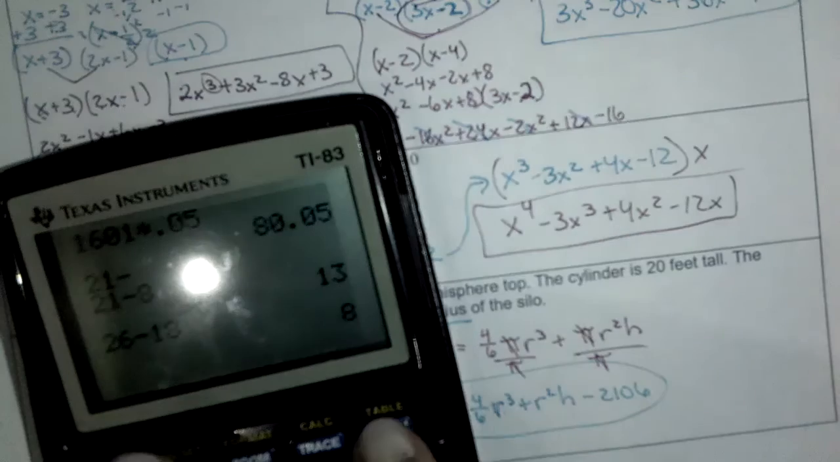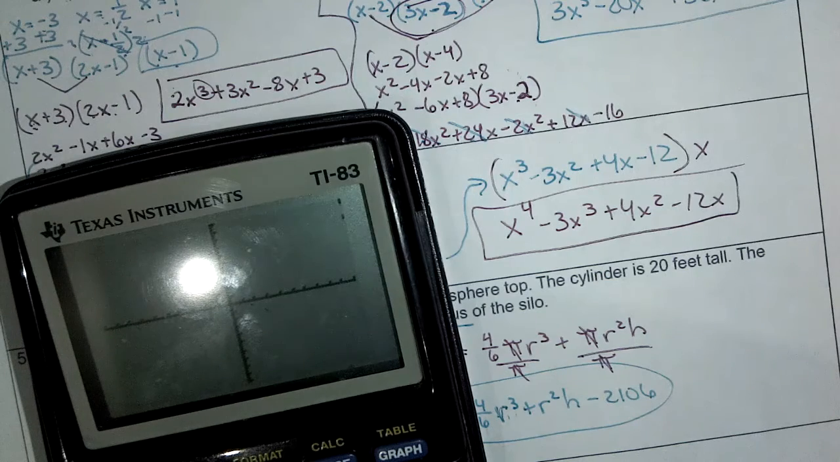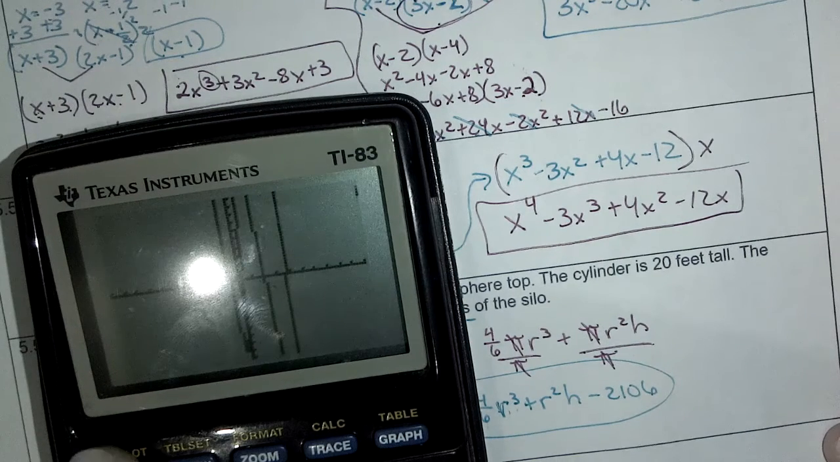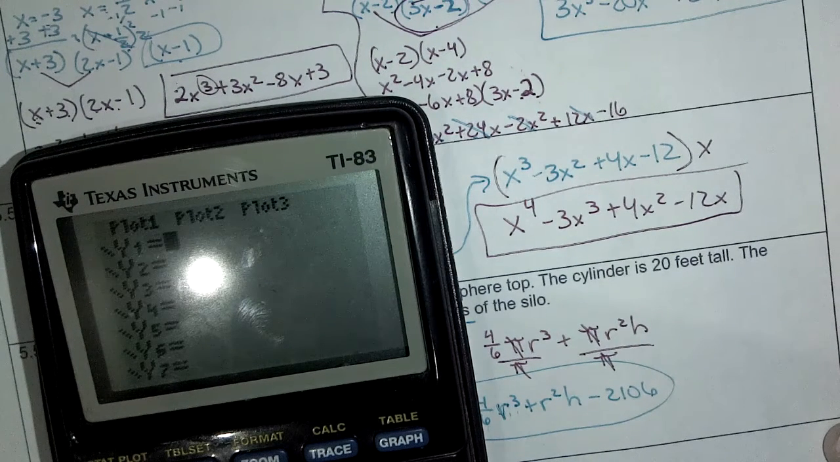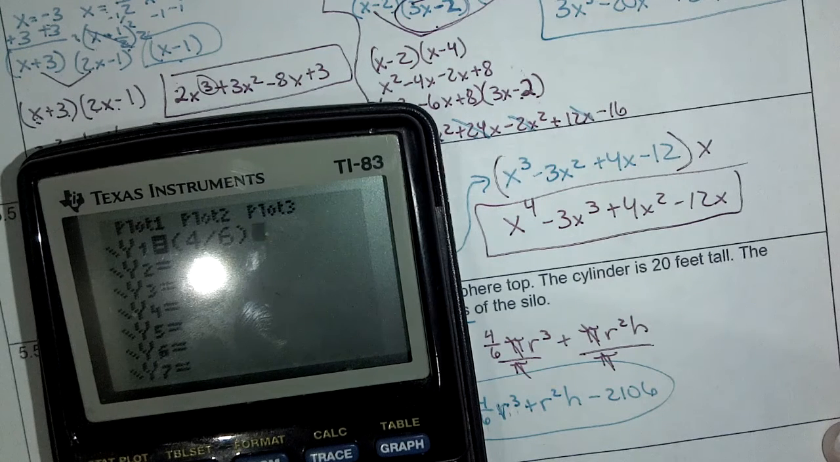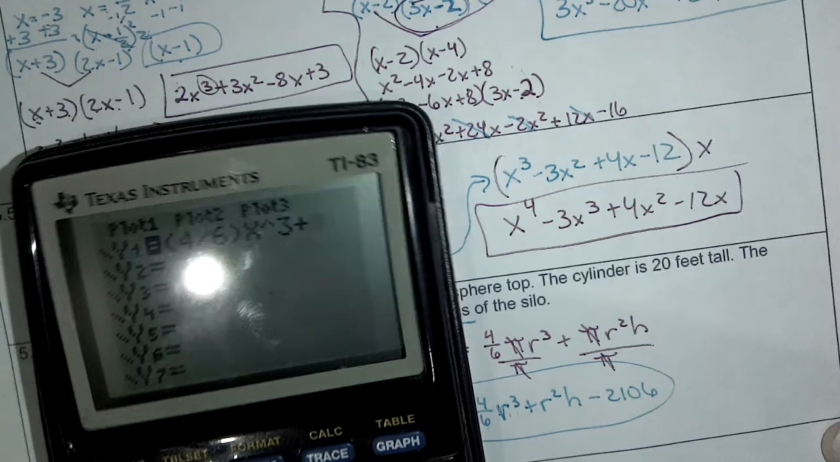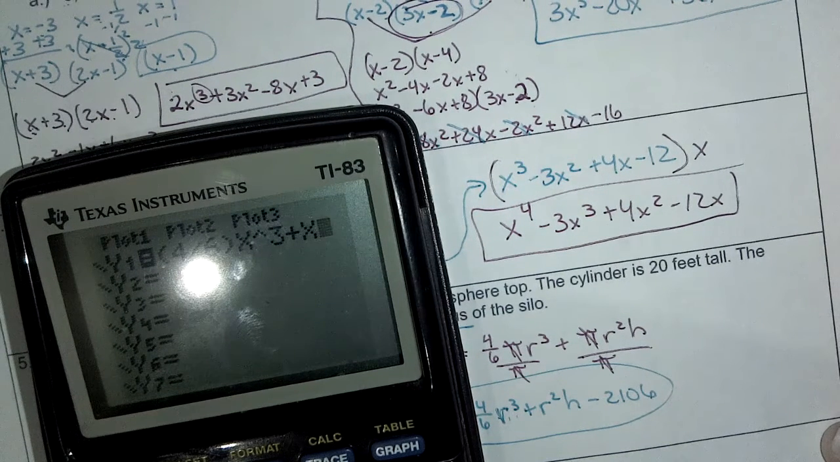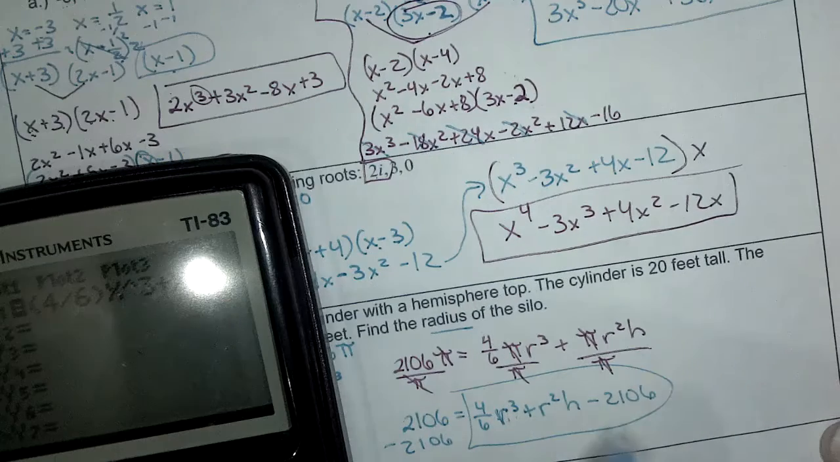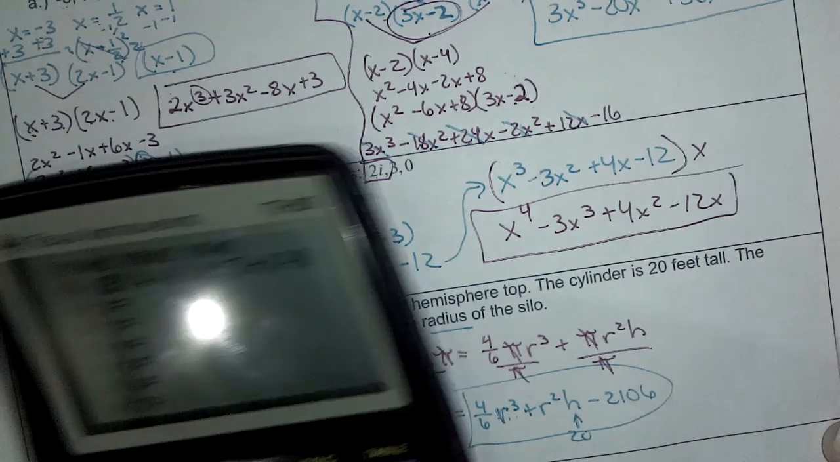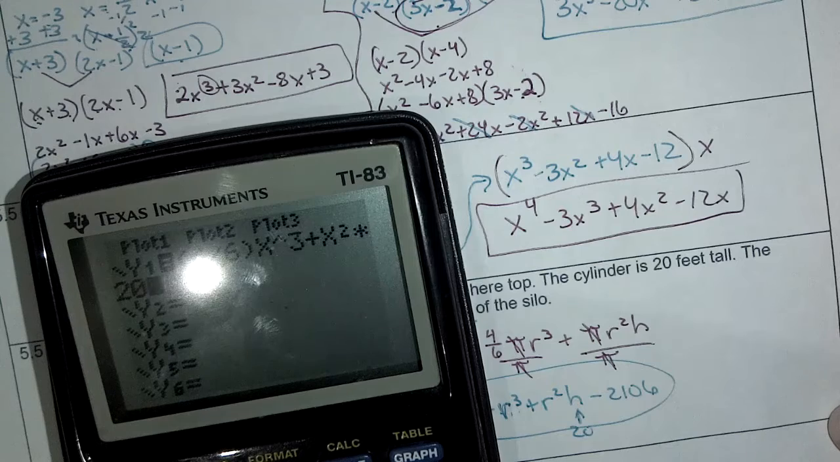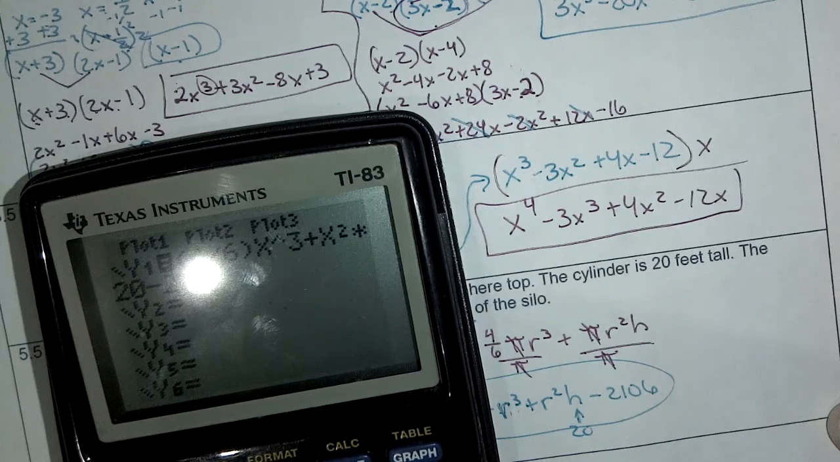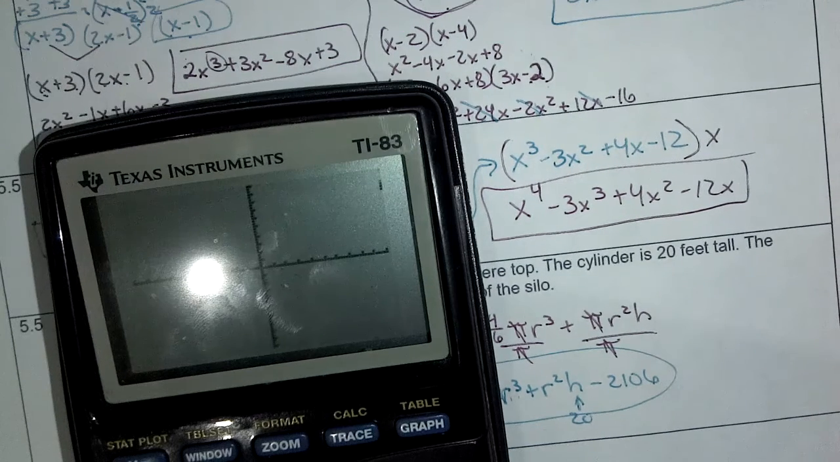If I plug it into my calculator, hold on, my graph from my previous one is graphing now because I accidentally hit graph. Okay, so I'm going to say parenthesis 4 divided by 6 x to the third plus x squared. Uh-oh, I have an h in there, but really I know that my h is 20. Minus 2106, and I'm going to go ahead and graph this.